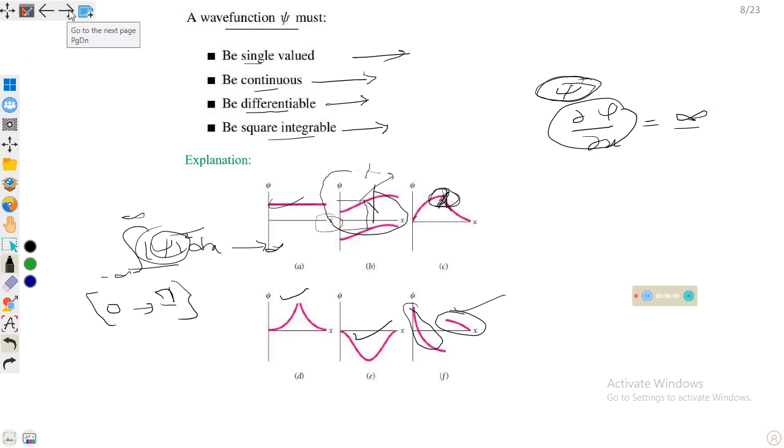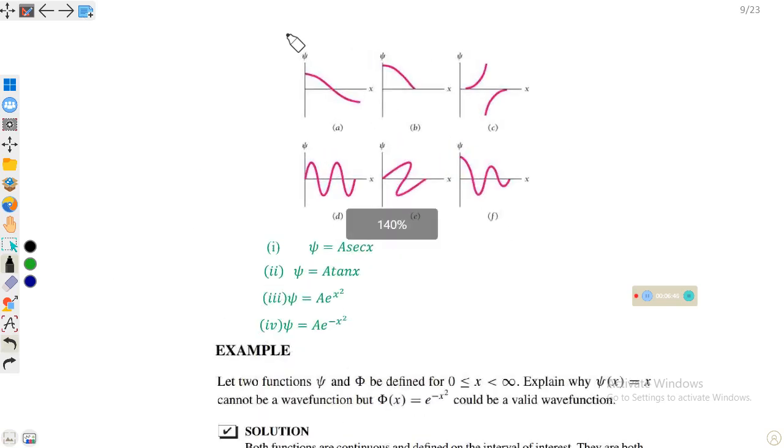We look at other types of wave functions. These are some wave functions. This function is continuous and single valued, and this is also single valued. This is a discontinuous wave function; it has two breaks. Similarly, this is an acceptable wave function. This is not acceptable because it is not single valued. This is an acceptable continuous wave function.